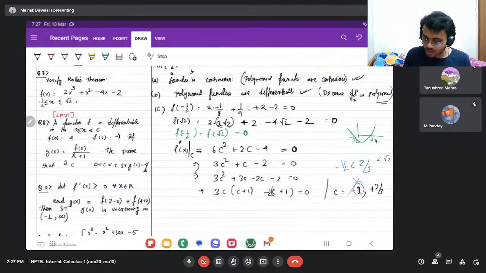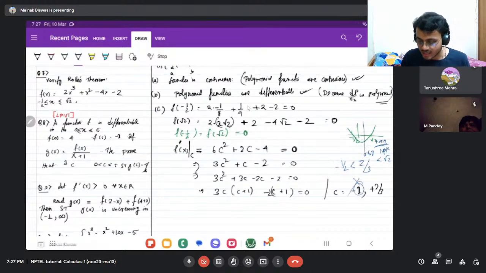Agreed? Root 2 is 1.414. 2 by 3 is 0.67. Yes. So is your Rolle's theorem valid? Yes, sir. So c is 2 by 3. So your function is something like this.